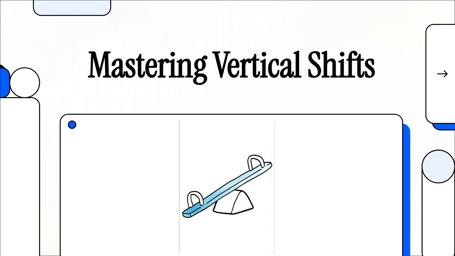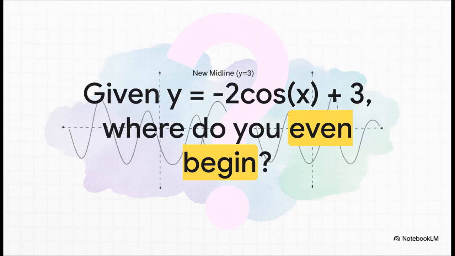All right, let's talk about one of the most important parts of graphing sine and cosine functions, the vertical shift. You know how these waves move up and down. We're going to break it all down, and I'm going to show you the one secret starting point that makes graphing these things, honestly, a whole lot easier. So let's dive in. So you see an equation like this.